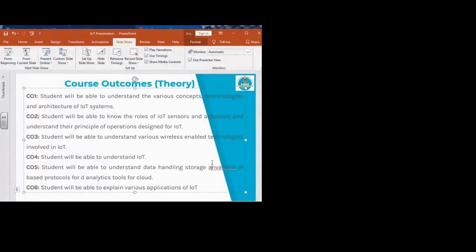In computer networks we have a variety of associated protocols: TCP, UDP, SCTP, SMTP, POP3. But in IoT we have different kinds of protocols: MQTT, AMQP, then we can have XMPP, then CoAP. These are the names associated with IoT, so you need to learn all these protocols in detail.